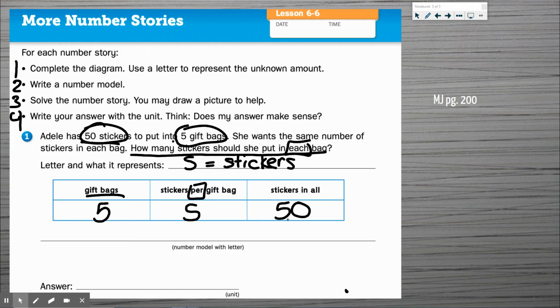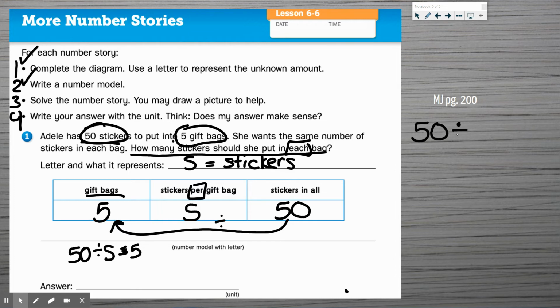So remember, if I know my total and I work the opposite, I'm going to divide. So my number model with the letter will be 50 divided by S equals 5. So I have completed the diagram. I wrote the number model. Now I'm on to solving. I want to think about my pictures, or how I can flip this around so that it works for me. And I could do 50 divided by 5 gift bags, and that'll give me S.